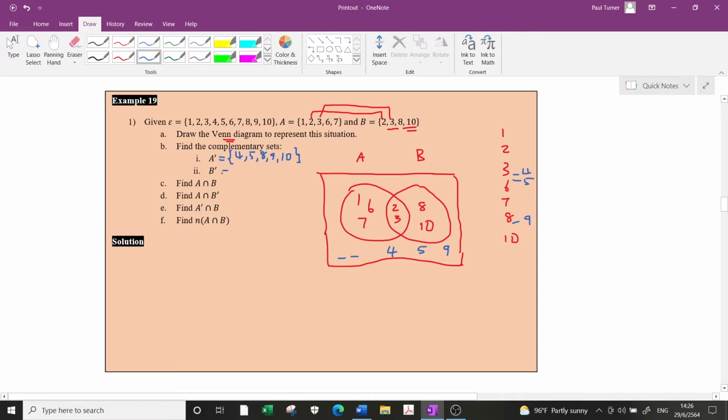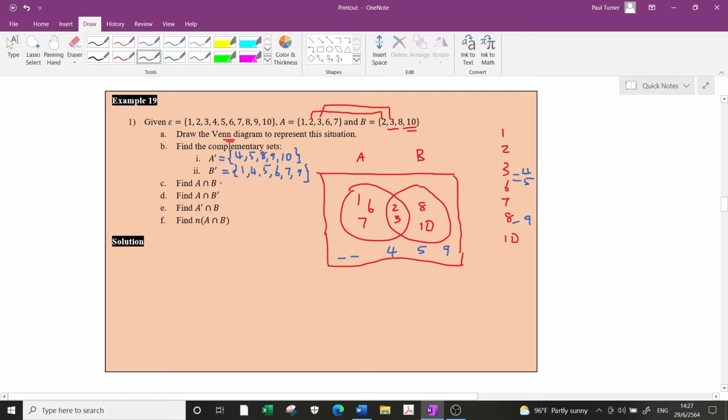So which elements are not in B? So B is here. Which elements are not in this set here? There must be 1, 4, 5, 6, 7, 9. It's a good idea to put them in order if you can. So these are all the elements that are not in B. Just avoid going in B. Remember, this center is also B.